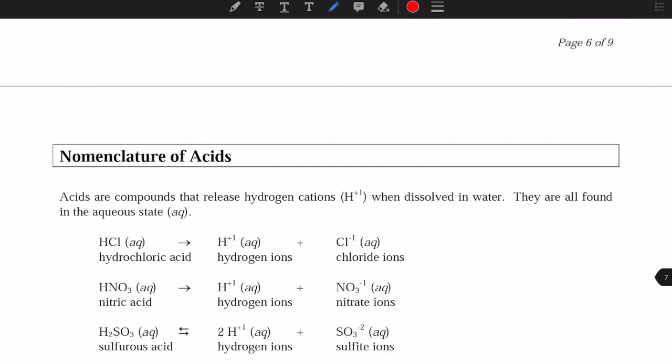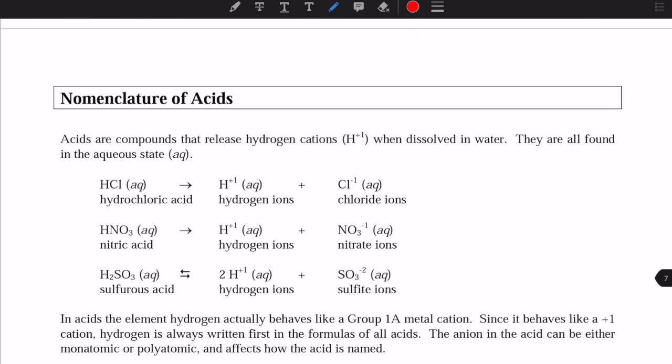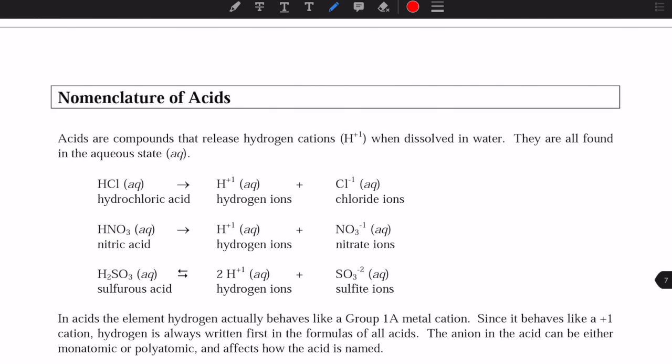In this video, I just want to talk a little bit about how to name acids. Right now, we're just going to learn how to recognize and name them. Later on, we'll talk about the reactions where acids are involved. This page right here is taken straight from the Chem 10 lab on nomenclature.